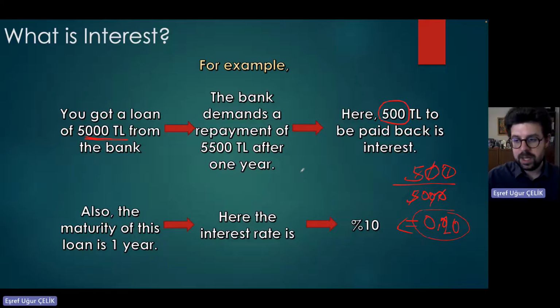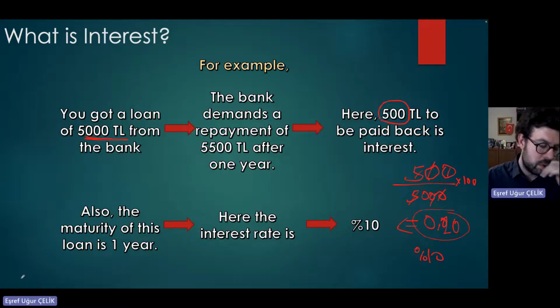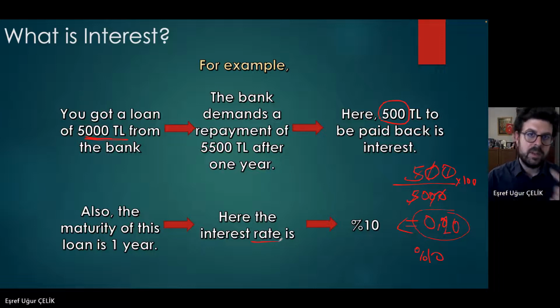Also, we can multiply by 100. So the answer is 10. Okay. 0.1 also is 10%. But I always say that when you see the rate, we can multiply by 100.